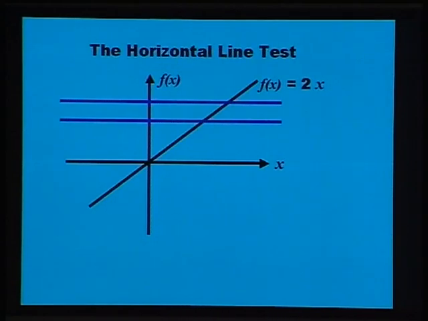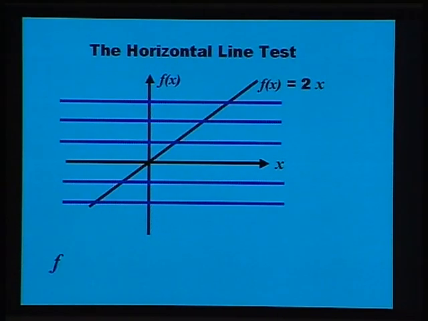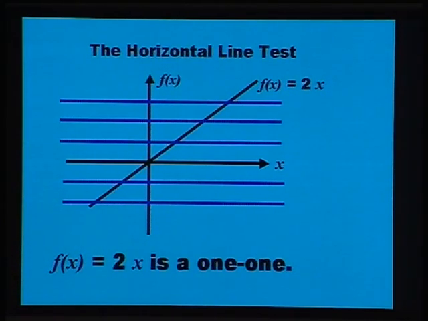So we are going to draw horizontal lines. The horizontal lines must not cut the graph of the function more than once for the function to be a 1-to-1 function. So if horizontal lines cut the graph at more than one place, then the function is not 1-to-1. Here, f(x) equal to 2x is a 1-to-1 function.